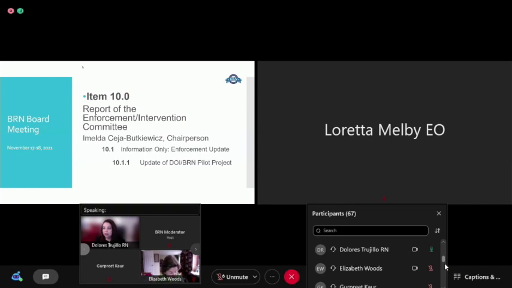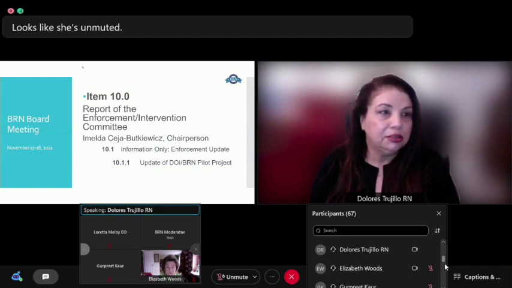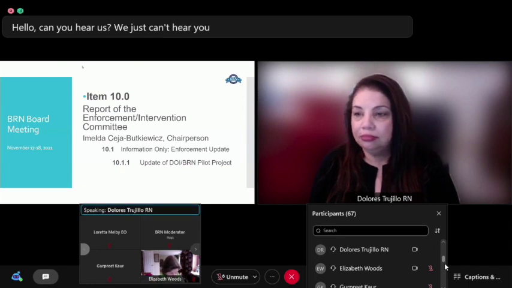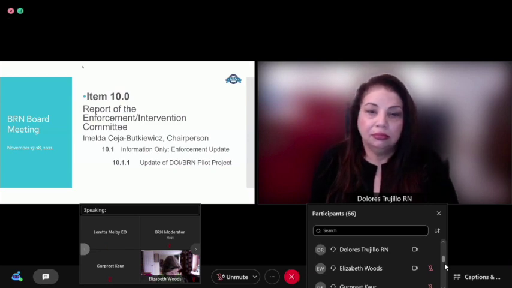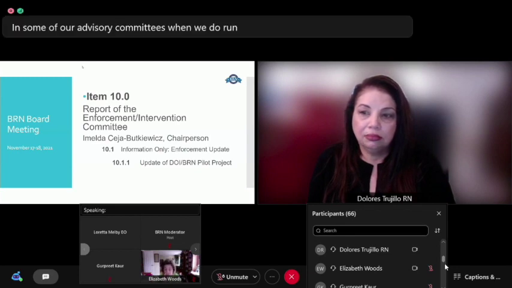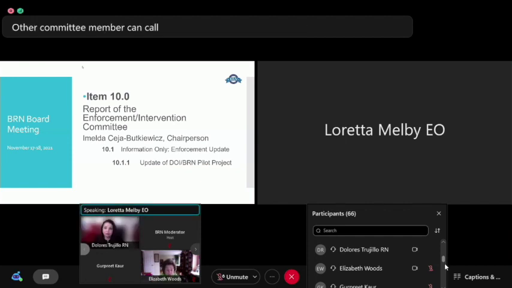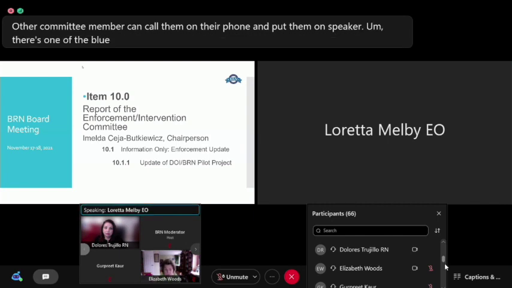Looks like she's unmuted. Imelda, can you hear us? We just can't hear you. In some of our advisory committees, when we do run into issues, another committee member can call them on their phone and put them on speaker. Does one of the board members have Imelda's phone number that they can call her in on and put her on speaker?